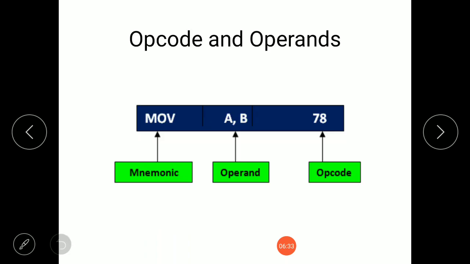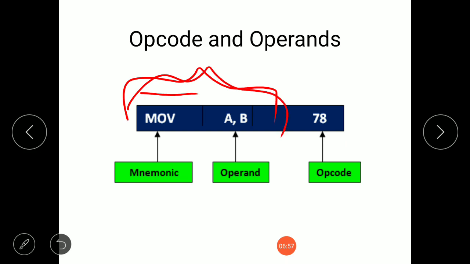Here, as I have shown, the instruction is MOV A, B, 78. This is an instruction written in assembly language. As I've told you, any program which is written in the form of mnemonics is an assembly language program. So this is an instruction of assembly language where MOV is the mnemonic, A and B are the operands, that is, the contents of registers A and B are the operands. And what is the opcode? The opcode is 78.